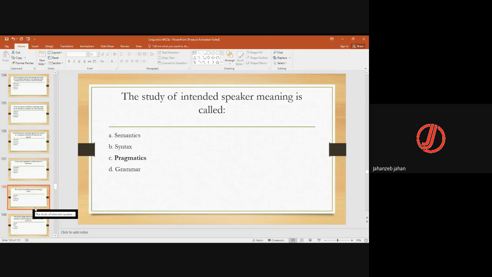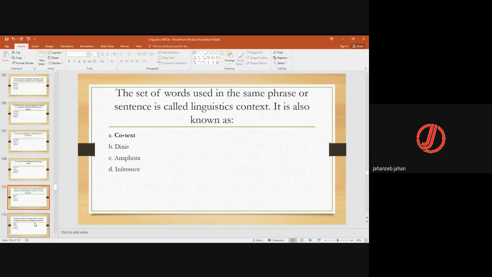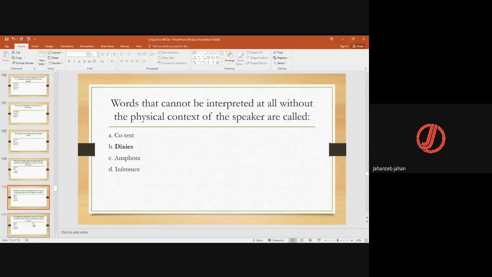The study of intended speaker meaning is called pragmatics. The study of meaning is semantics and intended meaning is pragmatics. The set of words used in the same phrase or sentence is called linguistic context. Linguistic context is also known as co-text. Words that cannot be interpreted at all without the physical context of the speaker are called deixis.